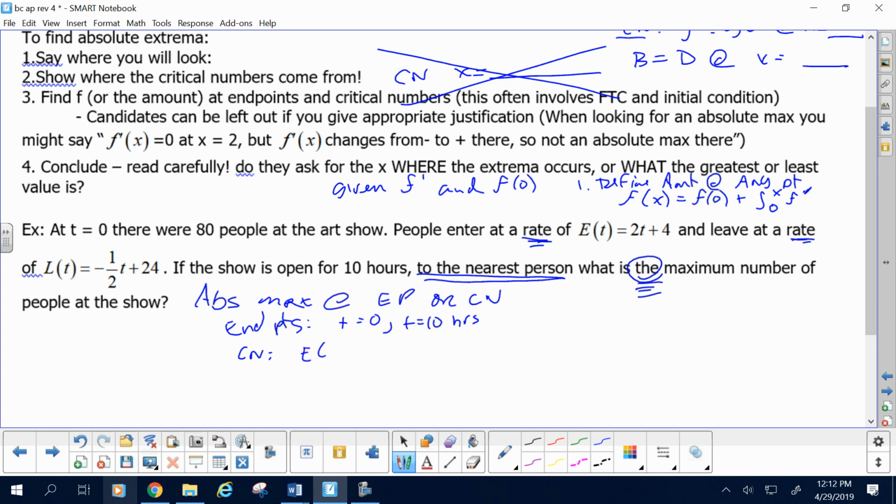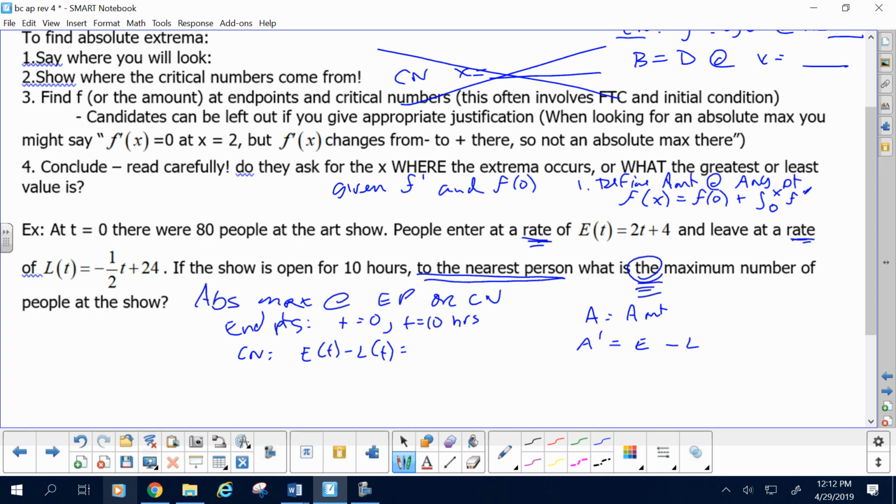E of t minus L of t. Now, some students don't name it, and that's fine. Some students like to say, you know what, I'm going to let the amount of people be A, and therefore, wouldn't E of t minus L of t represent A prime, the change in the amount of people? Now, that's not required. That's just an approach, and if you like it, great. But if you don't, that's fine.